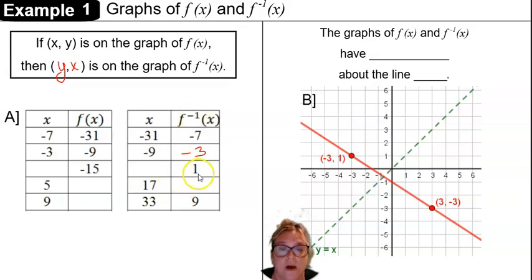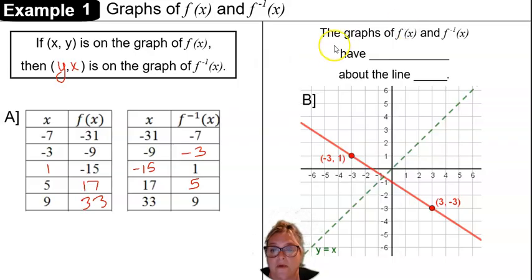If 1 is a y value for the inverse, then its corresponding x value in the function is 1. Similarly, if -15 is a y value for the function, then on its inverse, the x value will be -15. So same thing for these last two rows. This would be 5, 17 and 17, 5, 9, 33 and 33, 9, because all of the x, y coordinates for the function f of x have to be reversed in position to become y, x on the graph of its inverse.